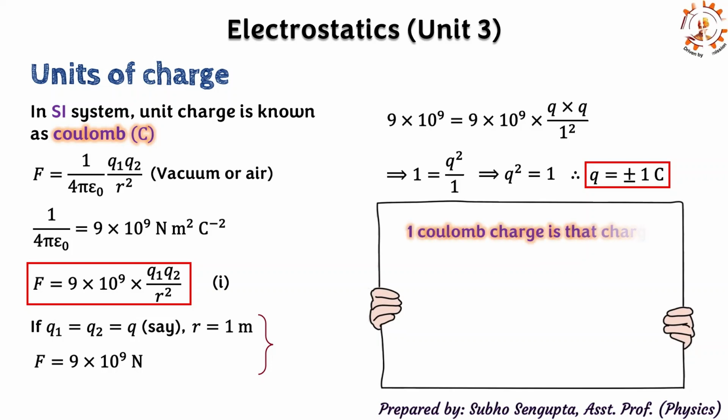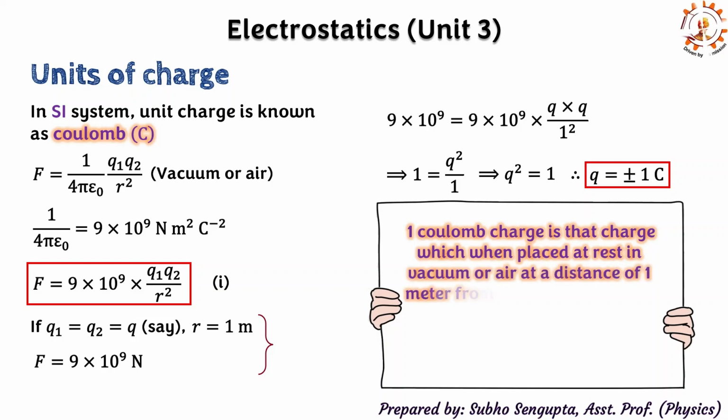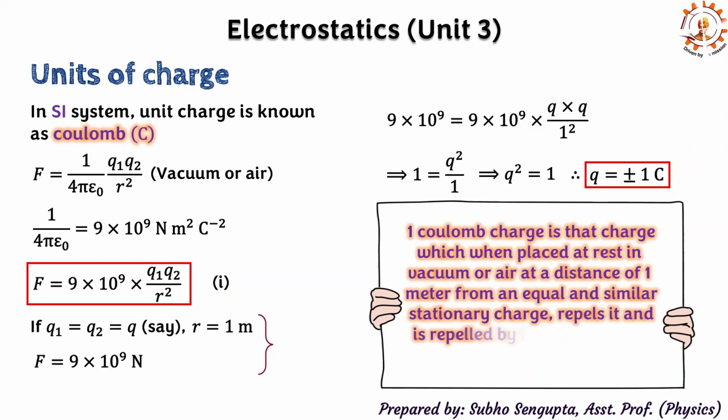1 Coulomb charge is that charge which, when placed at rest in vacuum or air at a distance of 1 meter from an equal and similar stationary charge, repels it and is repelled by it with a force of 9 into 10 to the power 9 Newton.